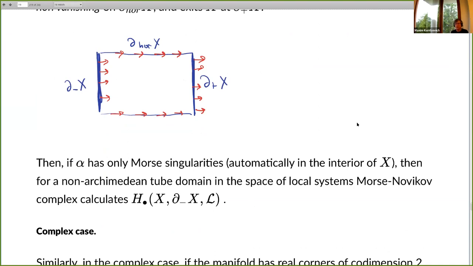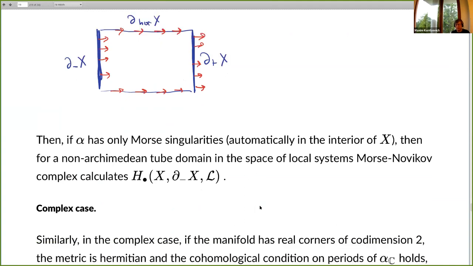And then when you consider the Morse-Novikov complex in this situation, it's well defined and calculates the cohomology of the pair X, D minus, that is X relative to D negative, with coefficients in a local system which lies in an appropriate tube domain.